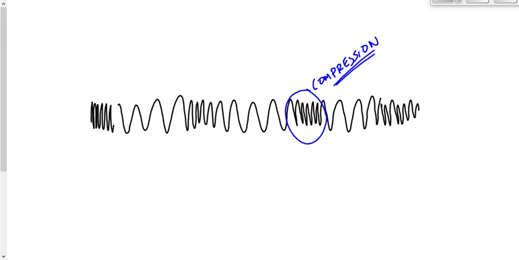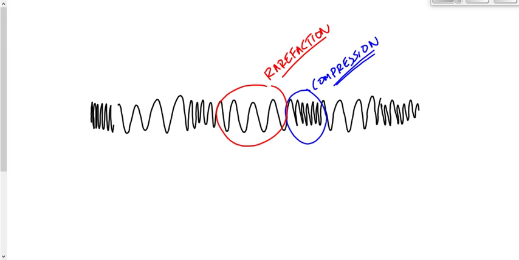What do you call this area that trails it, right here, that's low density? Yeah, be careful with that. A lot of people like to say refraction. That's a term that we talk about a little bit later on in Physics 20, and quite a bit in Physics 30. It's not refraction, it's rarefaction.